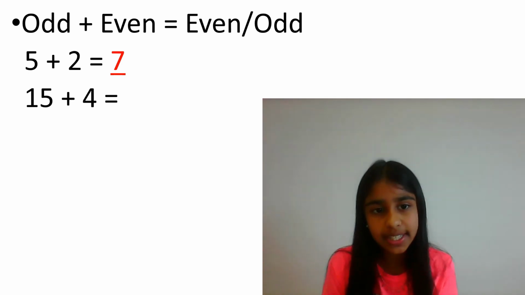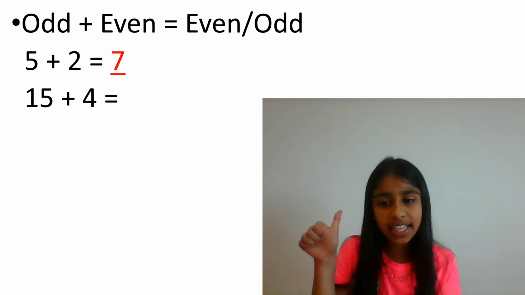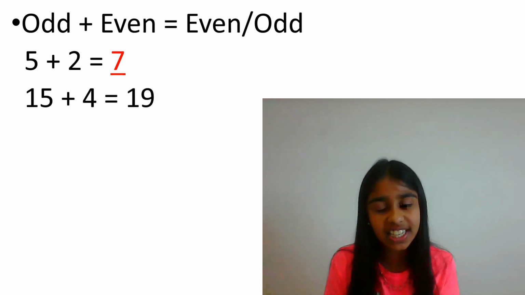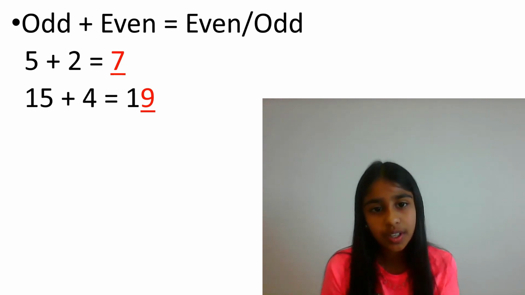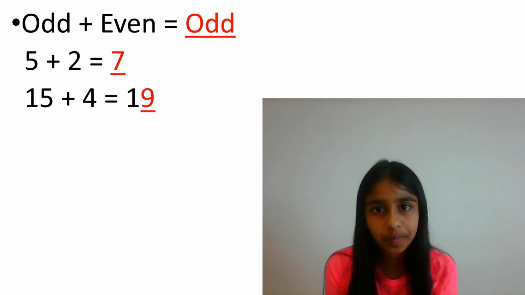Another example is 15 add 4. 15 is an odd number and 4 is an even number. So we have 15 and we add 4 more. 15, 16, 17, 18, 19. So the answer is 19. We look at the last digit. You know that 9 is an odd number. So 19 is an odd number. Now we know that odd add even is an odd number.